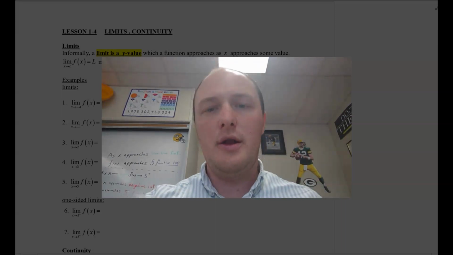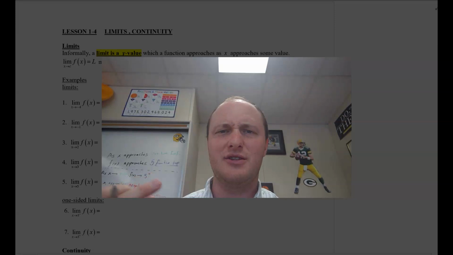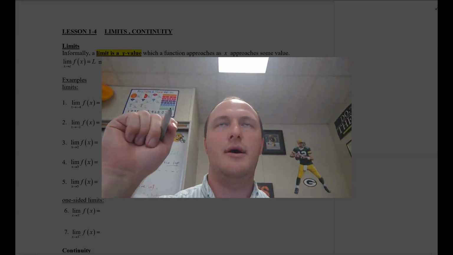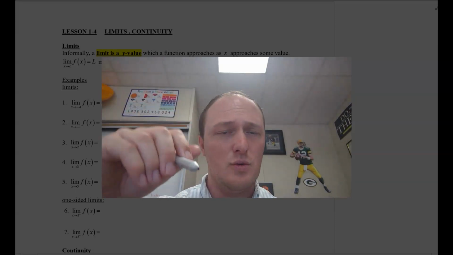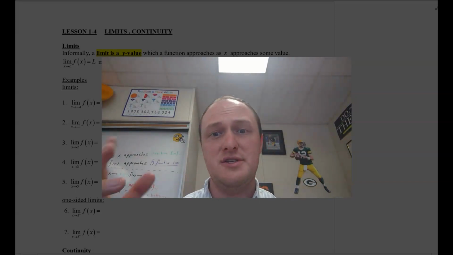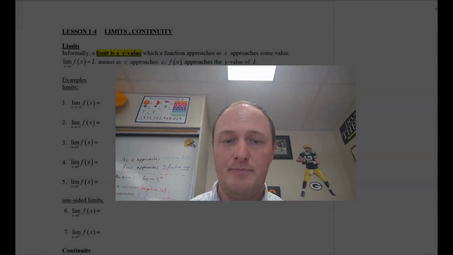1-4A on limits and continuity. We're going to start getting into some calculus stuff, and we'll talk about when a graph is continuous. The beginning part of this is going to require knowledge of limits. That's the objective: determine continuity of a function and limits at certain points of a function.